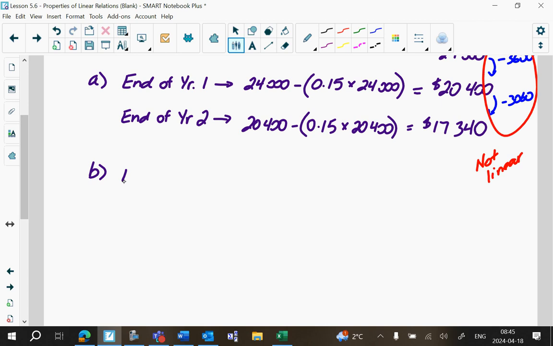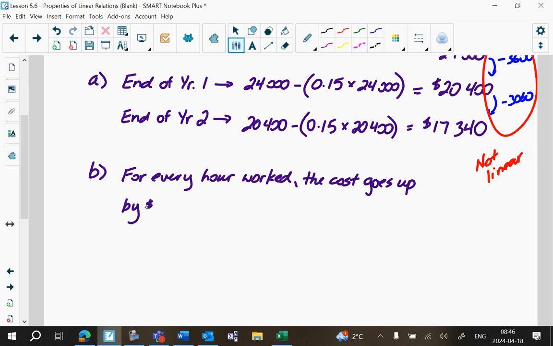So for every hour worked, the cost goes up by $50. So the hours are increasing by 1 each time. The cost is increasing by 50 each time. That is the very definition of linear.